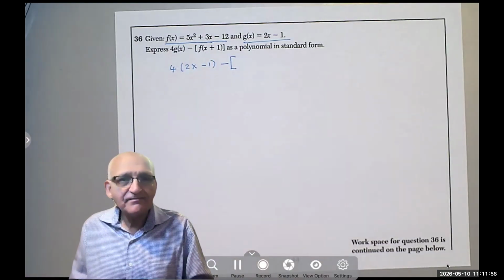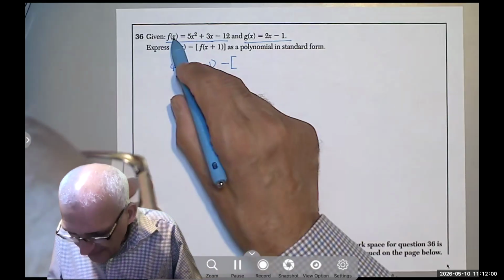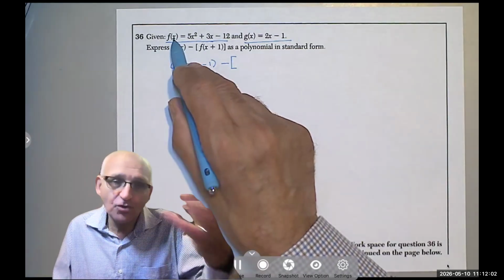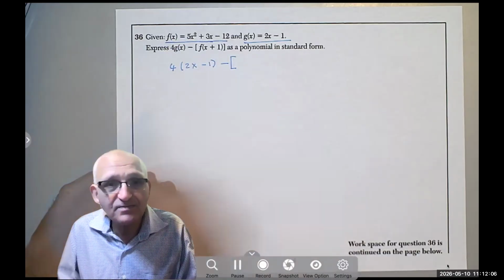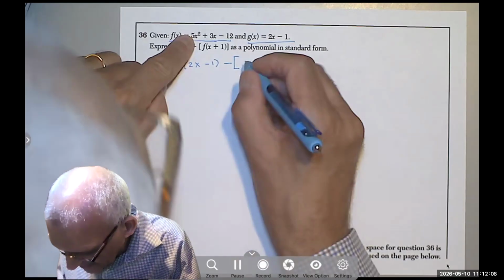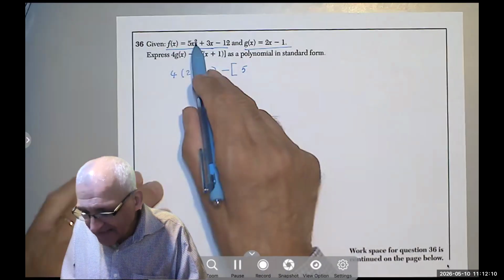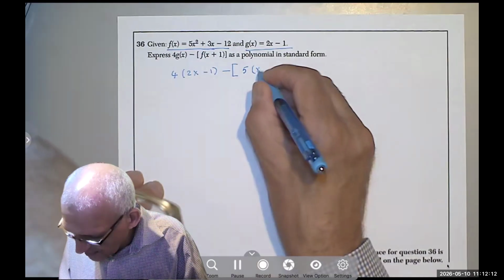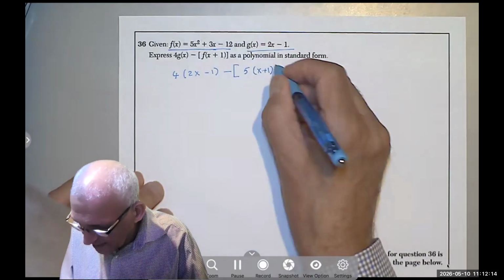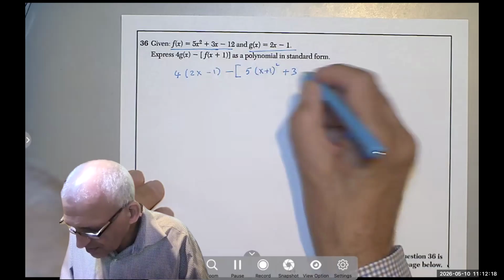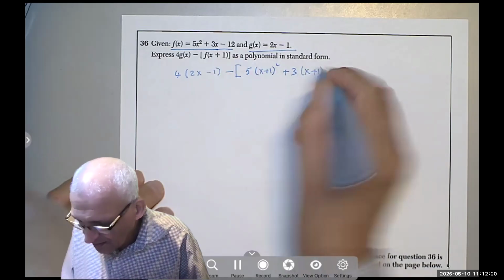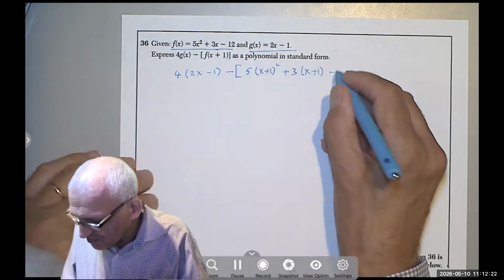What is that? It means that every time I see the letter or the variable x, I take it out and replace it by x plus 1. I have 5, x plus 1, squared, plus 3, x plus 1. Minus 12, well, there is no x, so it's minus 12.